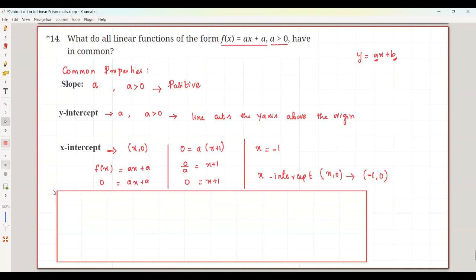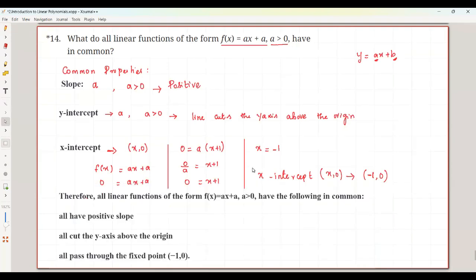Based on this I have given the answer for this. The answer for the question: all the linear functions in the form of f of x equal to ax plus a, where a greater than 0, have these common properties. First one is all have a positive slope, because a greater than 0. Next one is all cut the y-axis above the origin, because the y-intercept a is greater than 0. Now the third one, all pass through the fixed point minus 1 comma 0.